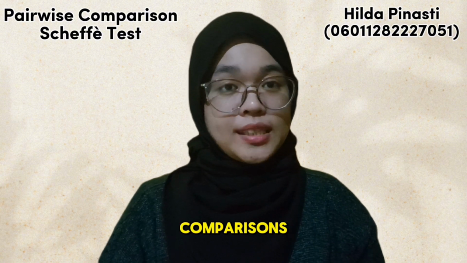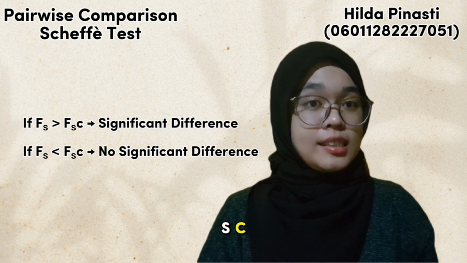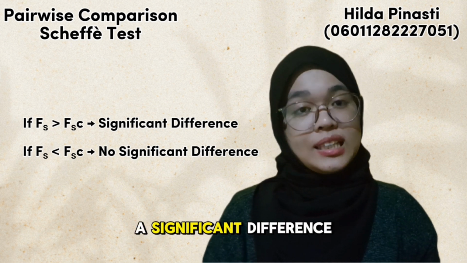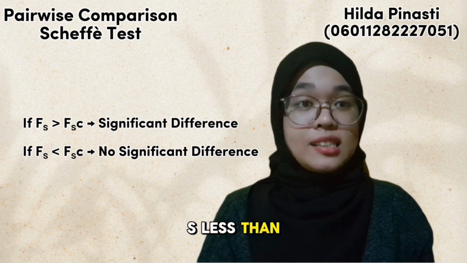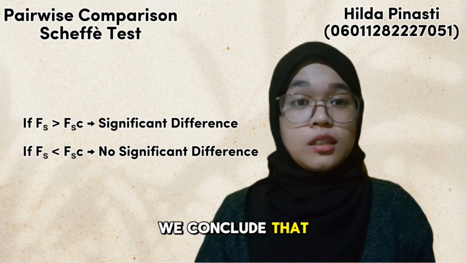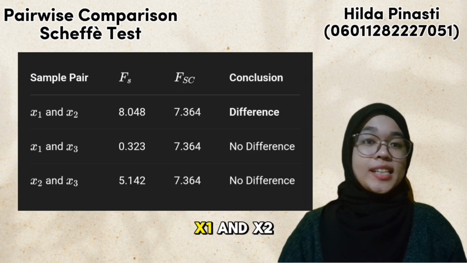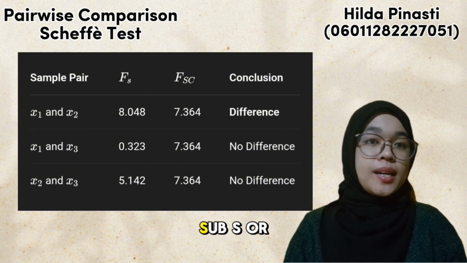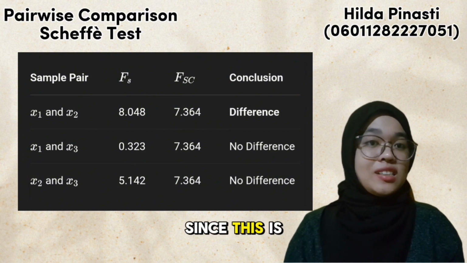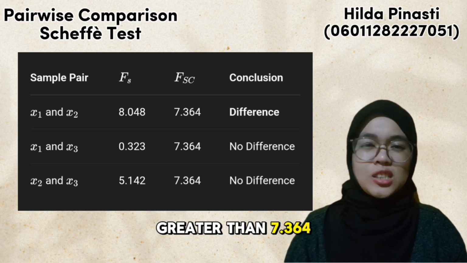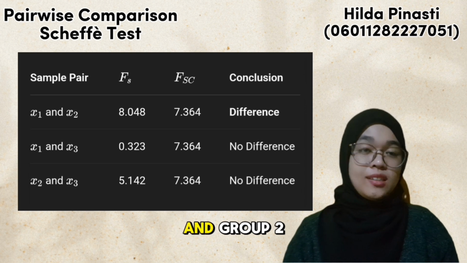Now that we have calculated both F sub S and F sub SC, let's use them to make decisions about the group comparisons. If F sub S is greater than F sub SC, we conclude that there is a significant difference between the two groups. If F sub S is less than F sub SC, we conclude that there is no significant difference. Let's look at the table. First, x1 and x2 have an F sub S, or F value, of 8.048. Since this is greater than 7.364, we conclude that there is a significant difference between group 1 and group 2.